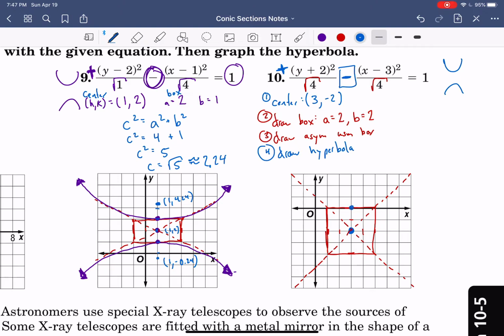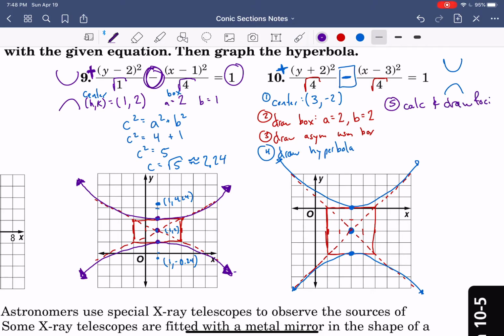So our two vertices are above and below the center. And then again, we start on the asymptote, go to the vertex, go back to the asymptote, or we can do vice versa. Start at the vertex and try to curve out to the asymptote. So we have our two curves. Last step is to calculate and draw the foci.